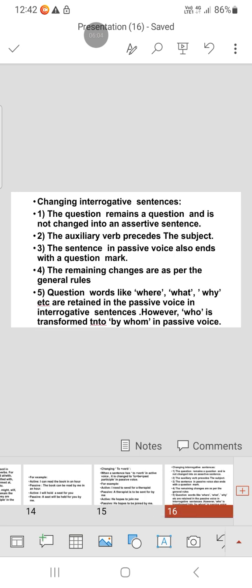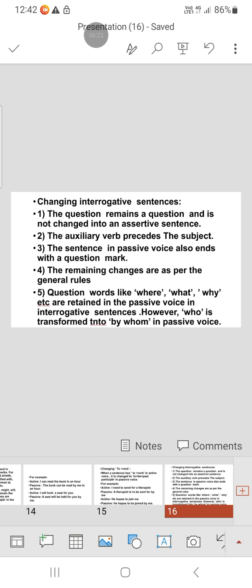Changing interrogative sentences. The question remains a question and is not changed into an assertive sentence. Second, the auxiliary verb precedes the subject. The sentence in passive voice also ends with a question mark. The remaining changes are as per the general rules.